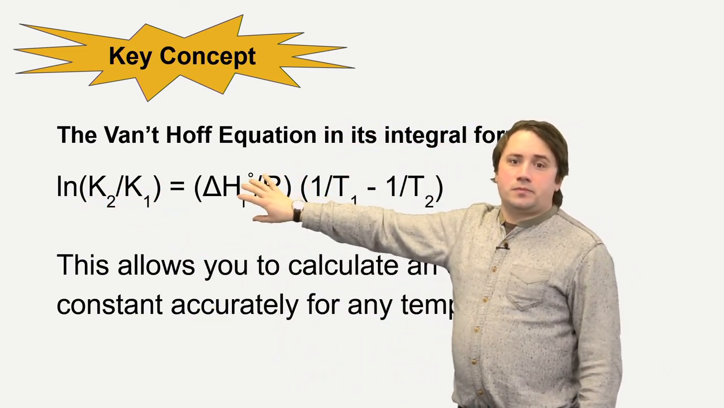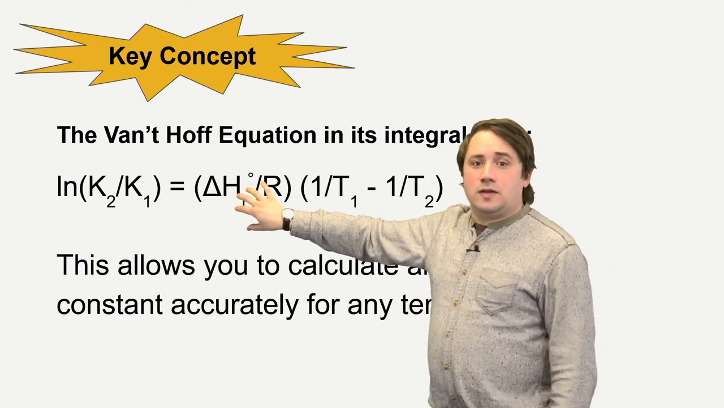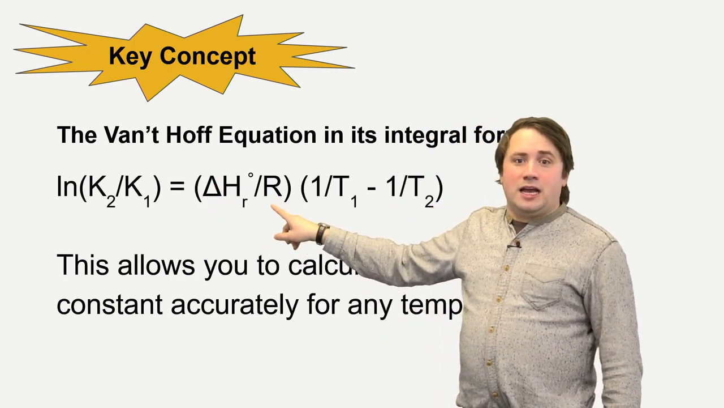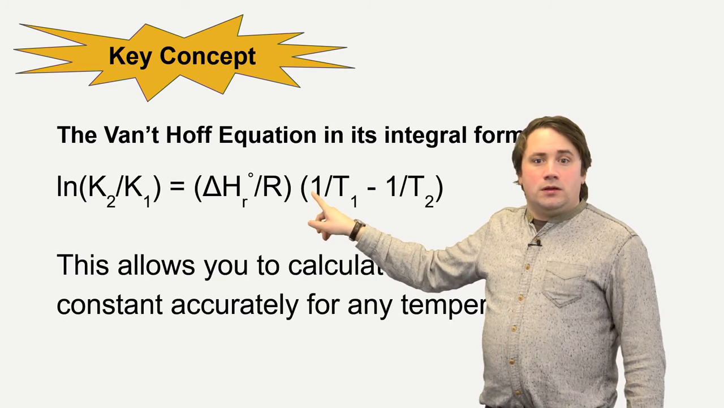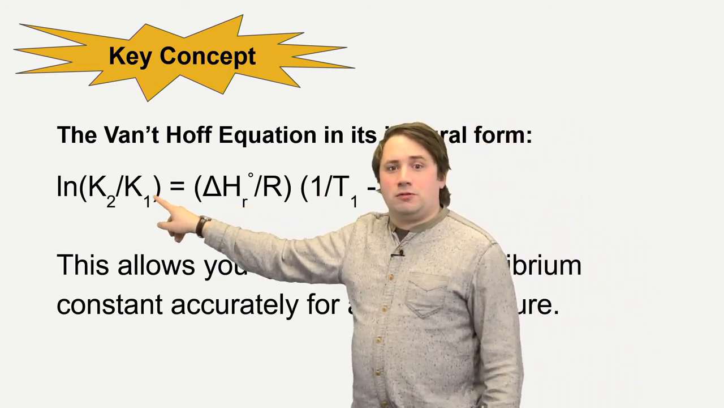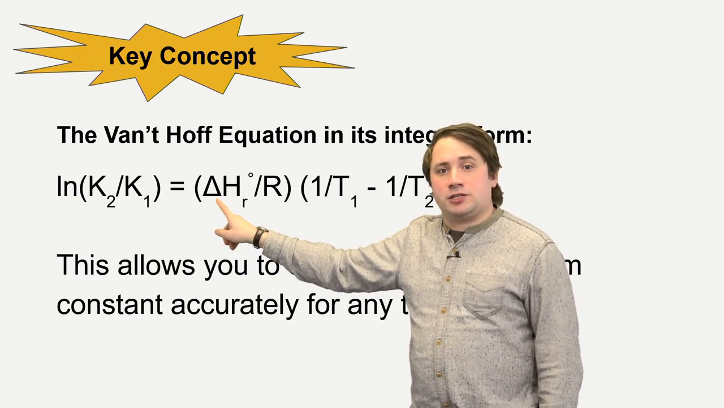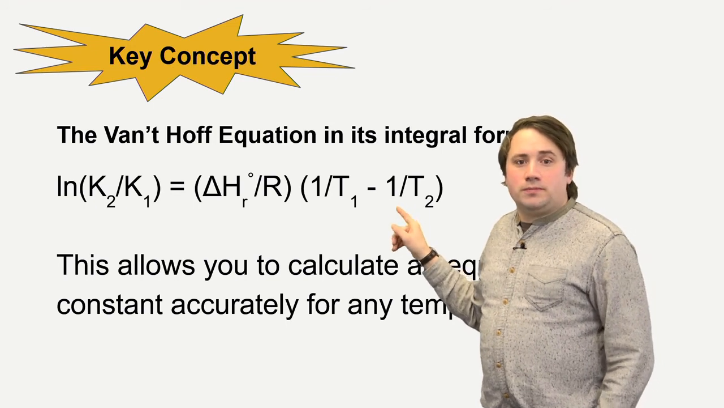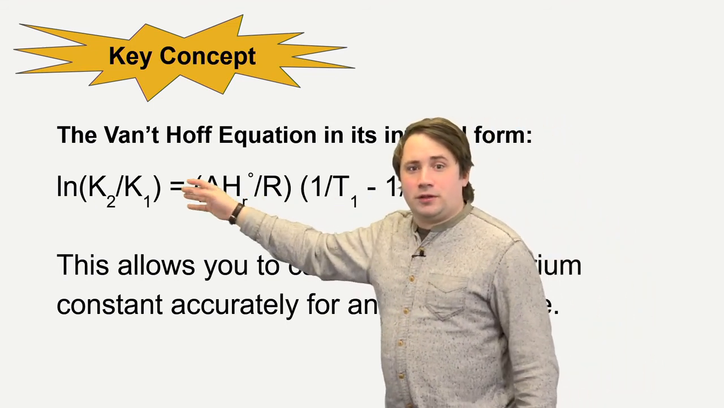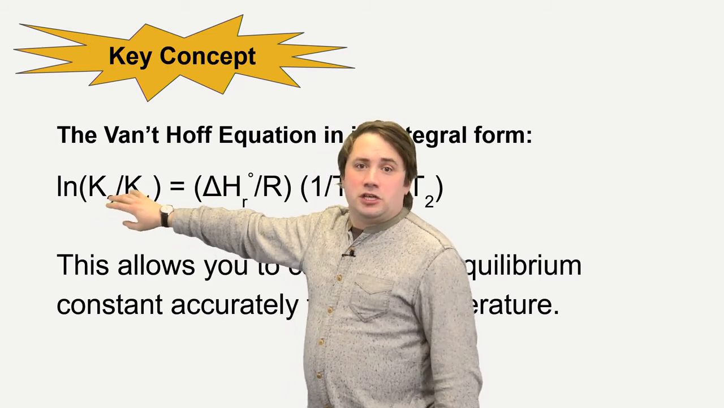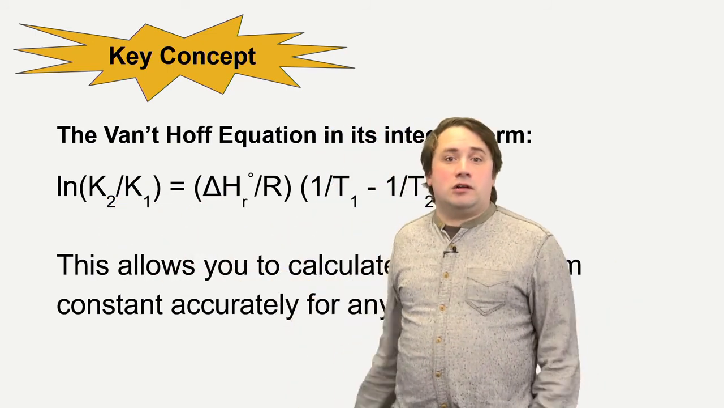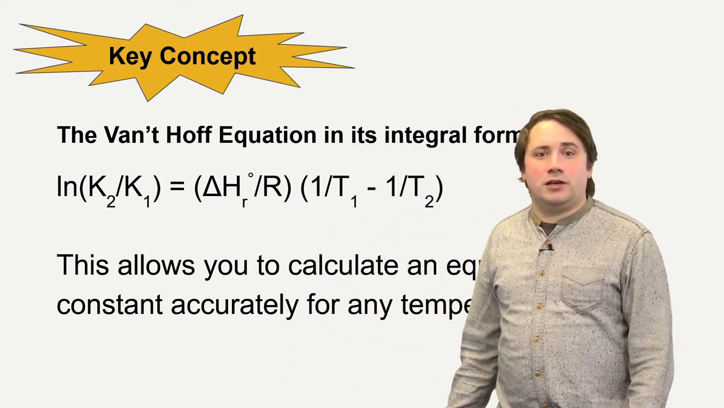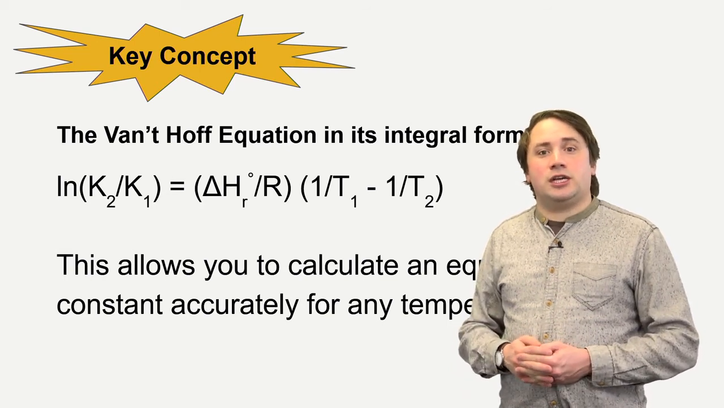Come over here, standard enthalpy of reaction is the standard enthalpy of reaction that corresponds to the temperature that K1 was measured at. This is known. The ideal gas constant is known. Temperature 1 is the temperature for which K1 was measured at and for which the standard enthalpy of reaction was determined at. And temperature 2 is the temperature that you want to solve for. So you just plug in everything except the only thing you don't know is K2, rearrange algebraically to solve, and you've arrived at your equilibrium constant for any temperature. So that is the premise of the Van't Hoff equation and how you can determine how equilibria change as temperature changes.